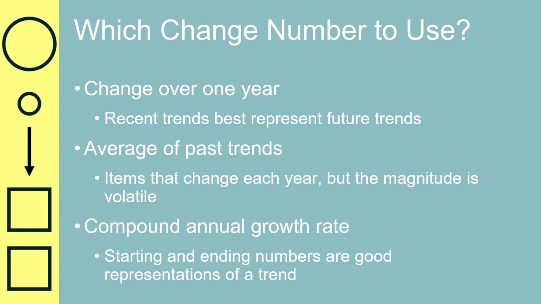The compound annual growth rate is most effective when you think the starting and ending numbers are good representations of the trend line for an item. CAGR is calculated from a start amount and an end amount. It's blind to percentage changes between those points. The starting and ending revenue amounts for this company seem reasonable compared to the general trend of revenues across all 5 years.